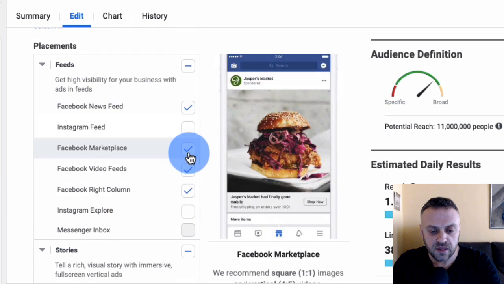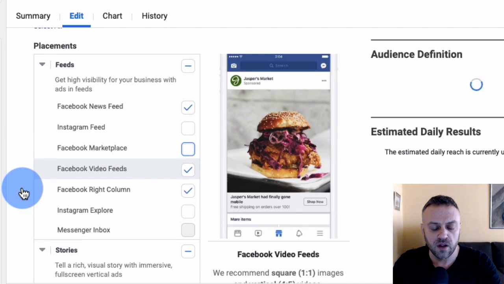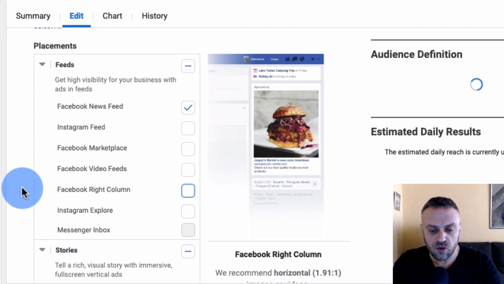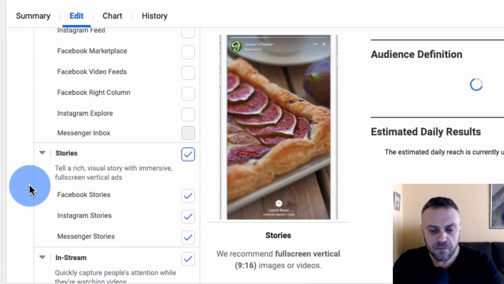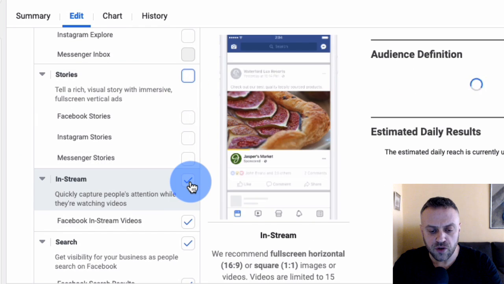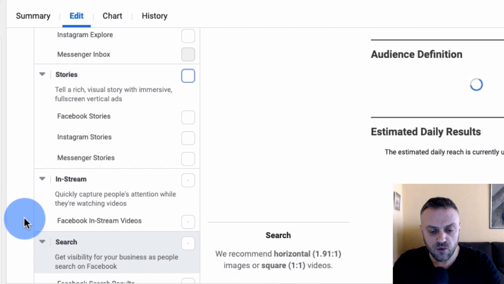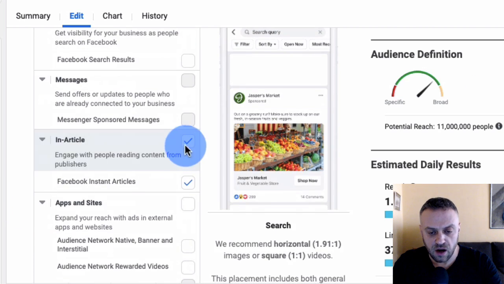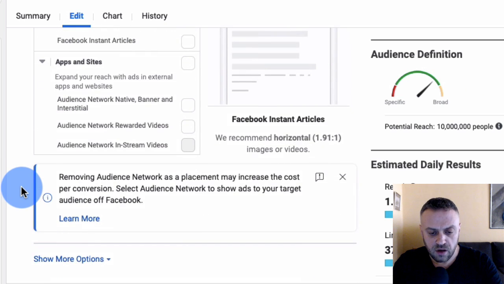So we're gonna leave this. We're gonna remove marketplace, video feeds, right column. We're gonna remove all that. And we're going to scroll down. We're going to remove stories. We're going to remove that. We're going to remove in-stream. We're going to remove search. Okay, we're going to remove everything here. And let's see what else. In article, we're going to remove. And I think that's all we have.